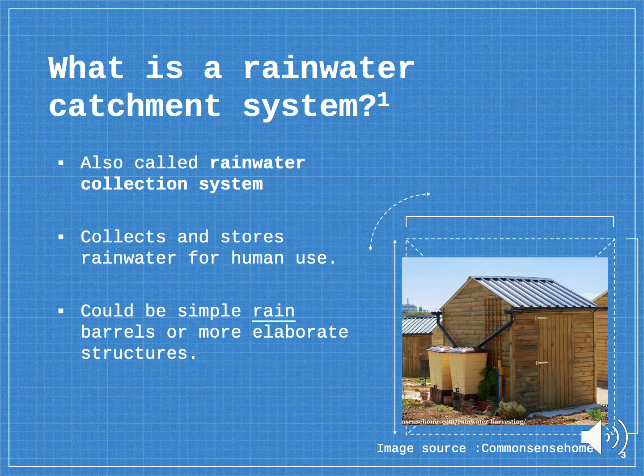So a rainwater catchment system is also called a rainwater collection system, and it basically just collects rainwater and stores it so that humans can use it. They can vary in how elaborate they are. Some can be more simple, like just a rain barrel, or some can have more components and be like structures built on a house or other building.